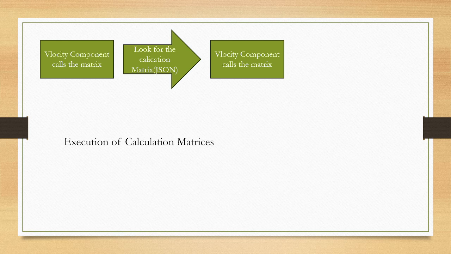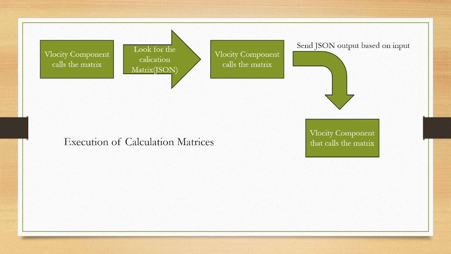Here, the calculation matrix will be called. Then it will send JSON as an output from the calculation matrix to the Velocity component that called the matrix. That means whichever component called this calculation matrix, that same component will receive the JSON once the calculation matrix provides the output based on the input. Okay. Now let's see how to create this calculation matrix in Velocity org.